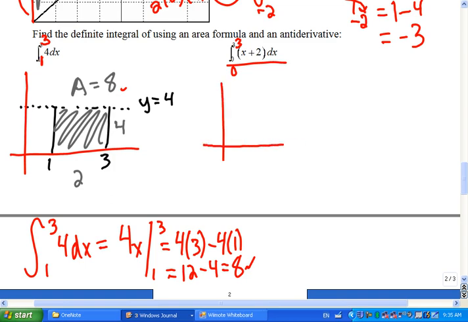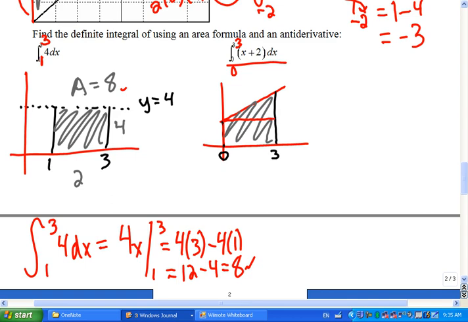Okay, so what you should have a picture of is the line y equals x plus 2, and I'm looking for the area from 0 to 3. So this would be 0, this would be 3. It's going to try to find the area of this figure. If we wanted to do it geometrically, there's two geometric pieces in here. There's a triangle and a square.